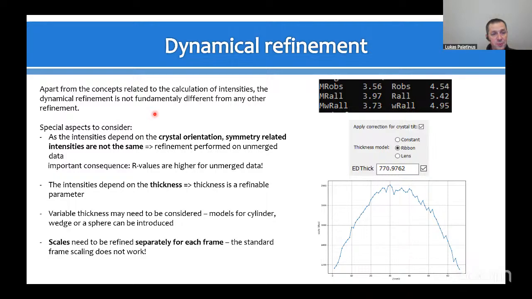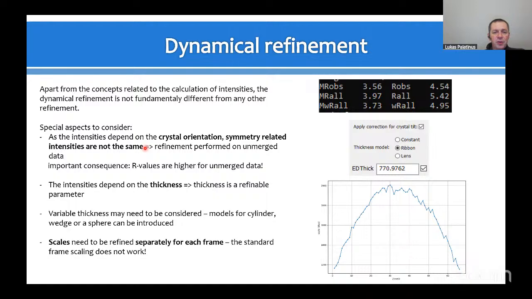So the special aspects to consider are that the crystal orientation needs to be taken into account when calculating dynamical intensities, and therefore symmetry-related intensities are not the same. Even if their structure factors are the same, their intensities depend on the crystal orientation, and two symmetry-related intensities are typically collected under different crystal orientations, so their intensities will be different. So no merging, everything is refined against unmerged intensities.